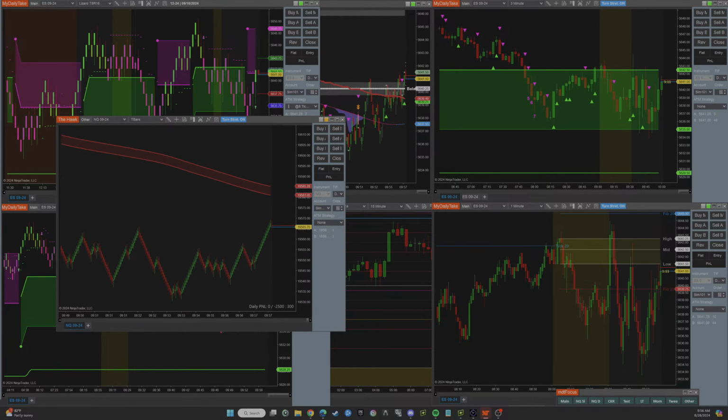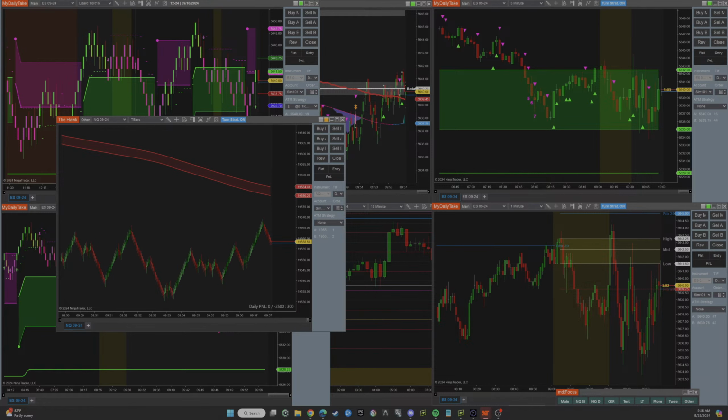NQ might be coming back. See. If it comes back up to 632.25, I might look for a long there.